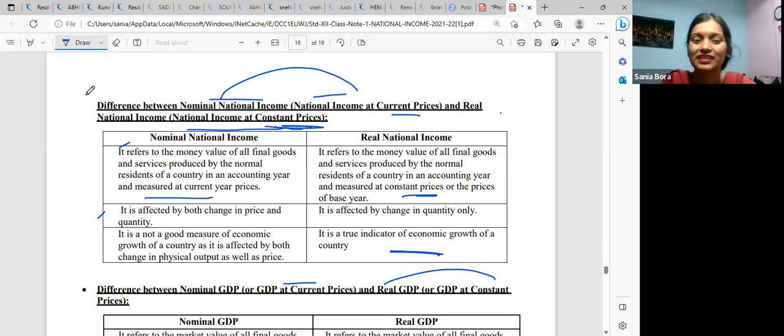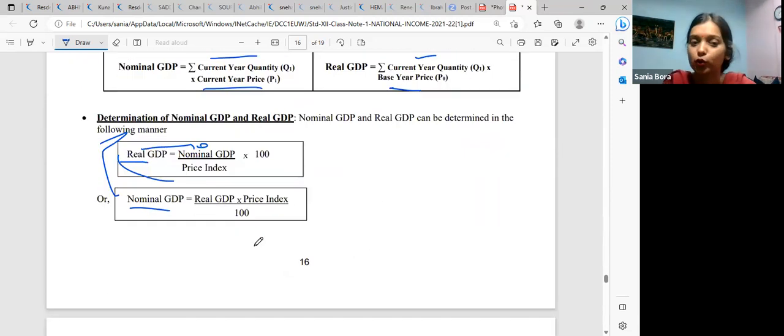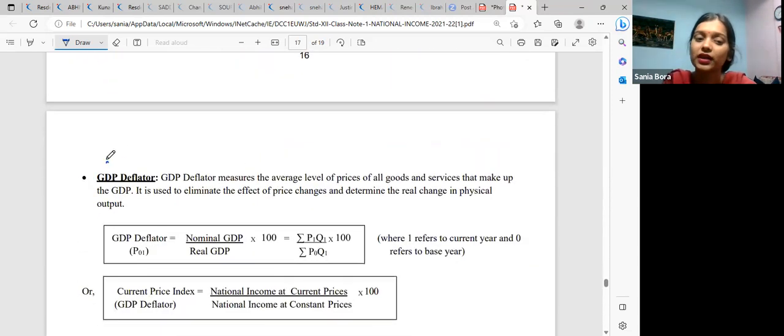Okay, so now first you will write this, then the difference between this, then how to calculate this. Then there is a very, very important concept which is GDP deflator.